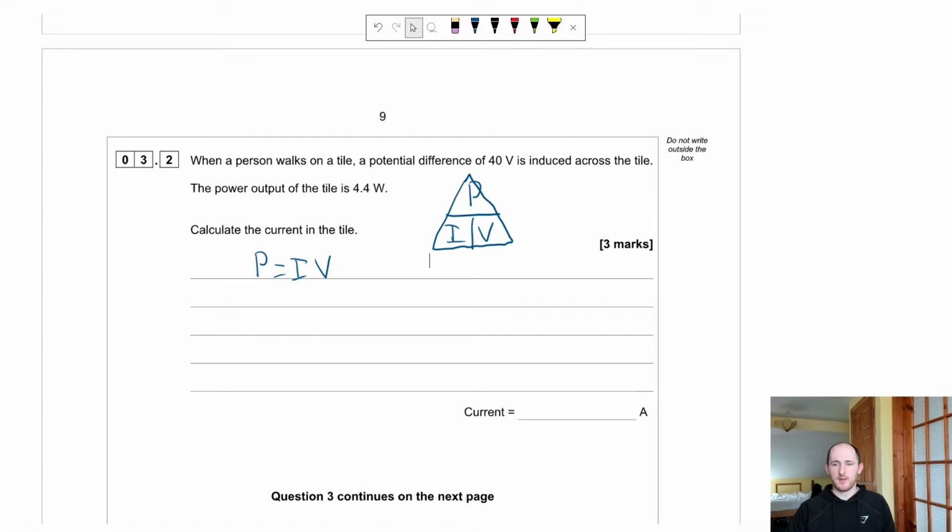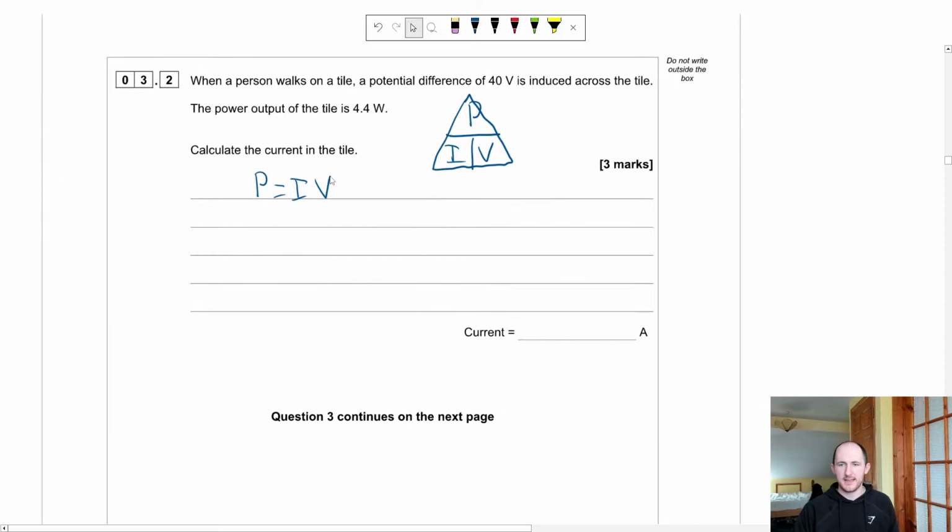Instead, I prefer to rearrange. So using the formula triangle is obviously one way. I prefer the algebra way, and especially because you have to do GCSE maths anyway, it might be good to practice the algebra way personally. You can sub in the numbers now, so we know that 40 volts is of course the voltage, and 4.4 watts is of course P, so we can now write 4.4 equals I times 40. So then for I, you'd divide both sides by 40.